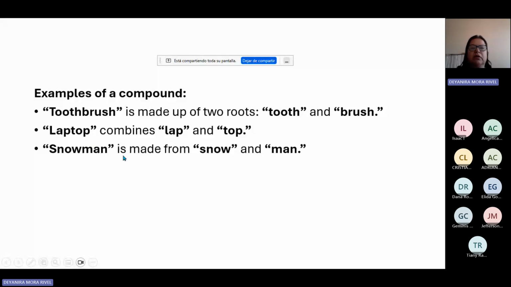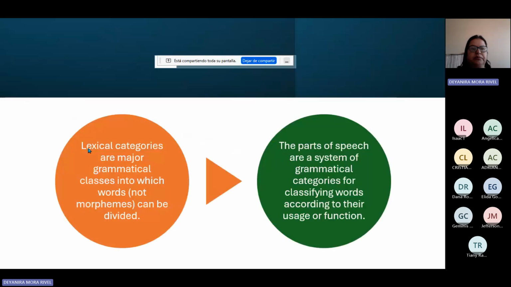A snowman is very easy. It's a man made of snow. So all of these have two morphemes and they are all free. I can use tooth and brush. I can use lap and top. I can use snow and I can use man. So they are free morphemes that are placed together.